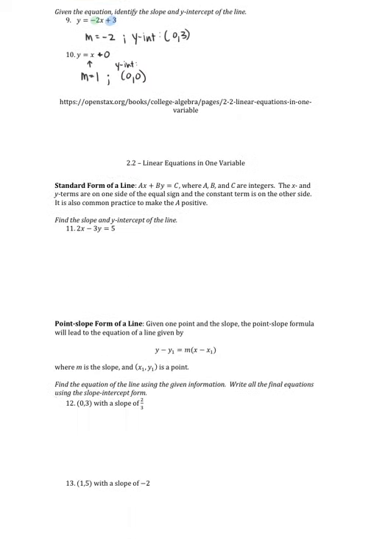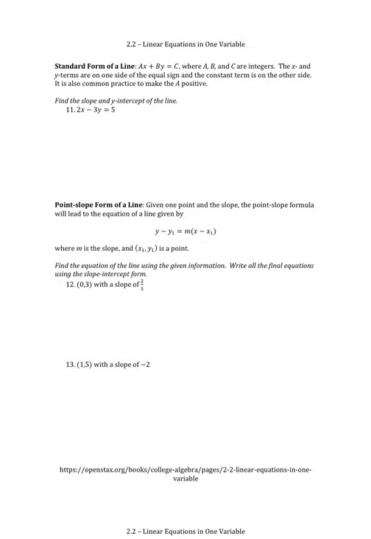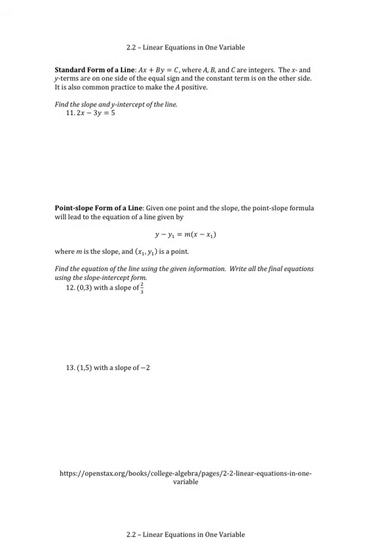All right. Standard form of a line. There are different ways to write a line. Another way to write a line is in standard form. It's when you have your x's and your y's on the left and your constant on the right. Example number 11 starts off in standard form. We want to find the slope and y-intercept of the line, so we want to rewrite it in slope-intercept form, which means solve for y, and then we can see the slope and the y-intercept from there.